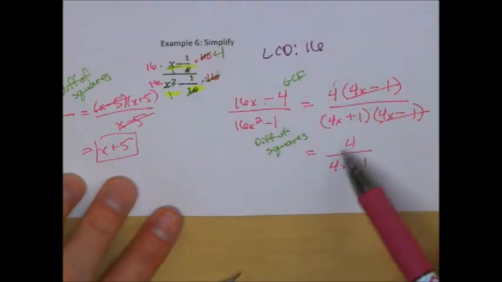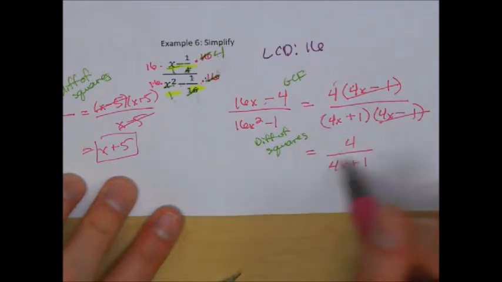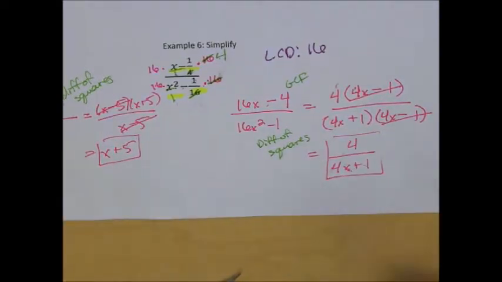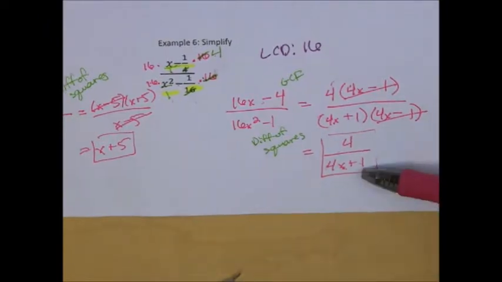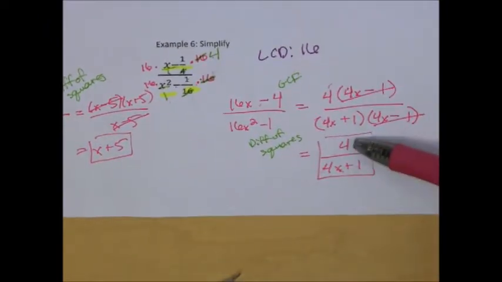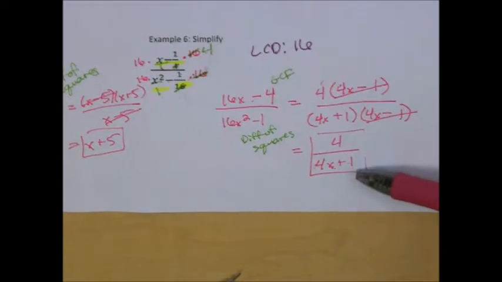And these 4's do not cross out because we have the 4's attached to the x here. And we have this plus 1, so those don't cross out. You have a binomial on the bottom and just a monomial on top. You can't cross things out unless you factor out a GCF.